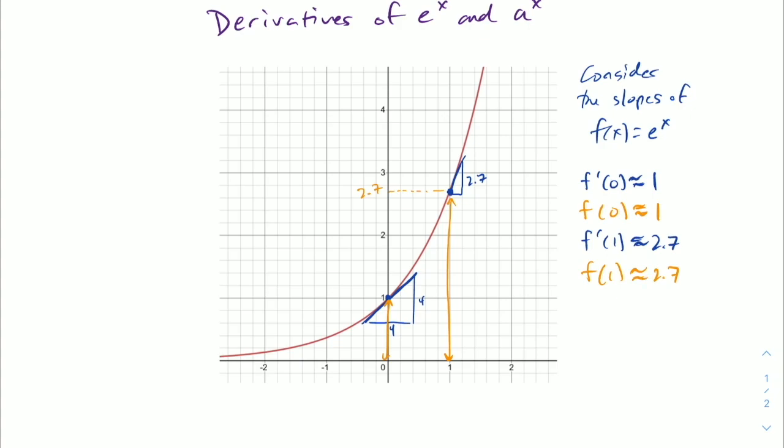Okay, and then we'll look at -1 here. So -1, let's draw a tangent line here. So if we do rise over run here, we'll get 2 and 2 over 5. So f prime of -1 is approximately 2/5 or 0.4. And the height here is also 0.4. So f of -1 is approximately 0.4.